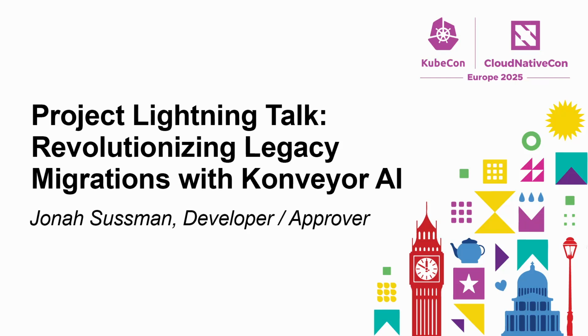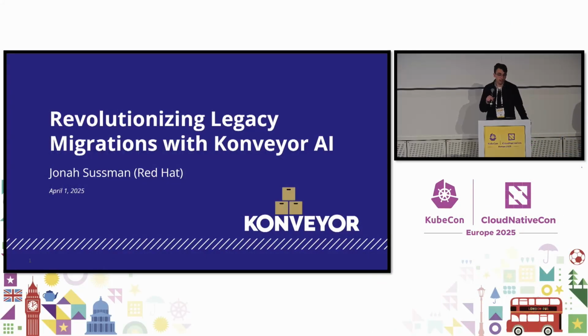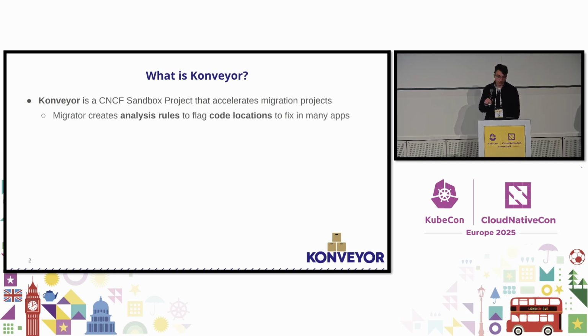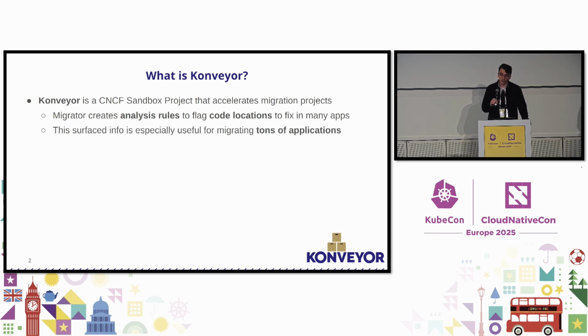I'm a software engineer at Red Hat, and today I'm going to be talking about revolutionizing legacy migrations with Konveyor AI. So first off, what is Konveyor? Konveyor is a CNCF sandbox project that accelerates migration projects. At its core, a migrator creates analysis rules to flag code locations to fix in many applications. The surfaced info is especially useful for migrating tons of applications.